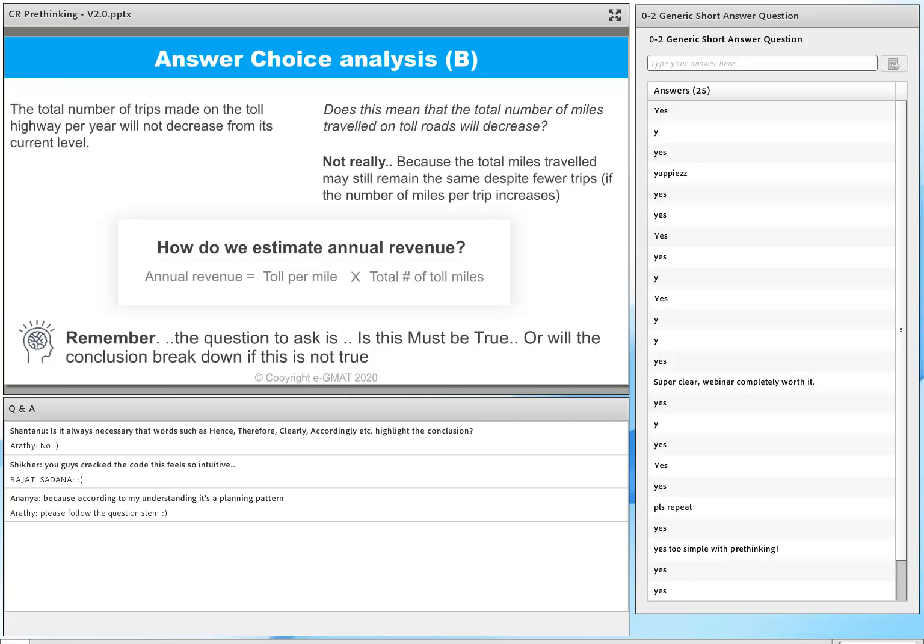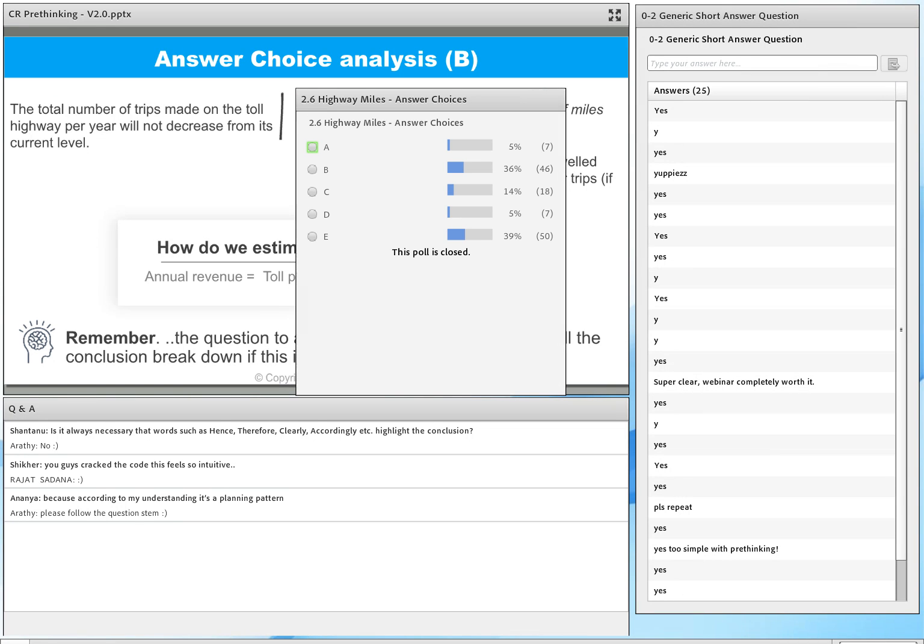So let's look at choice B. Choice B says, and a lot of you chose choice B. I'm going to actually show you a poll once again so that you guys can see what you chose. Highway miles. Here are my answer choices. You should be able to see what each one of you chose. But 46 of you, 36% of you chose choice B. B, C, D, and E, each one of them is a strengthener.